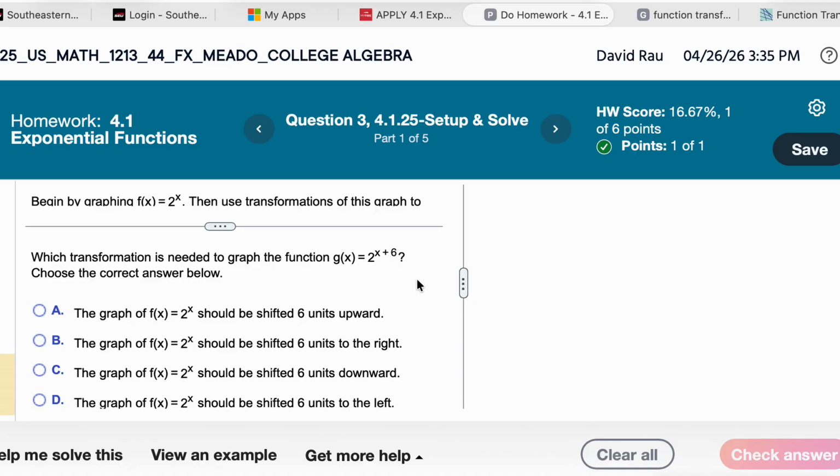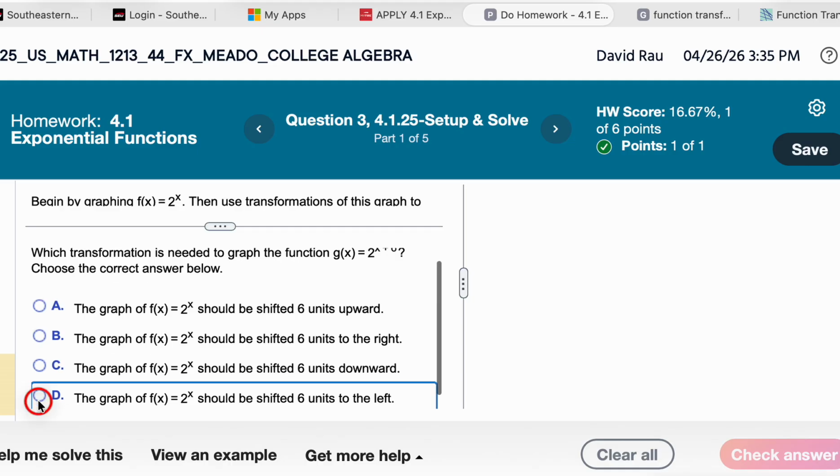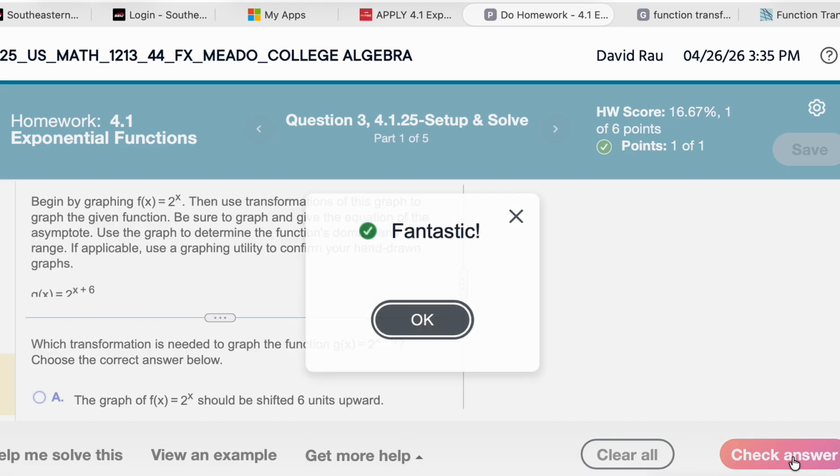So the first question is what happened? And well, the plus or minus is happening in the name of the thing that gives the function its name. So that's going to be a left-right motion. And remember that your left-right motions are the flip-flop of what you see. So because this says x plus 6, we're actually moving to the left 6.